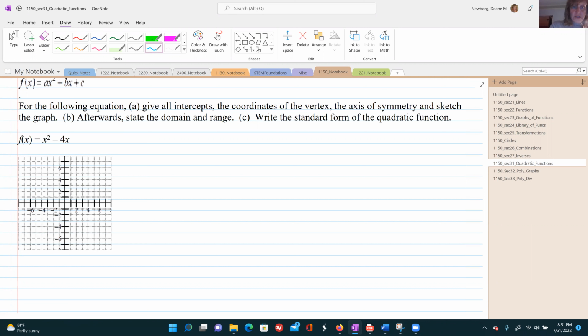Okay, so let's just start with part A. I like to do the y-intercept first, just because it's the easiest. For the y-intercept, remember, we just plug in x equals 0. So remember, we're plugging them in there for those x's. So I just have 0 squared minus 4 times 0.